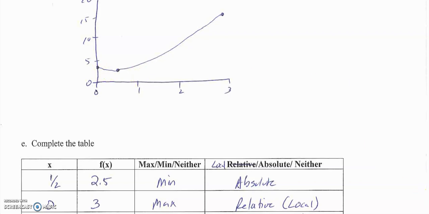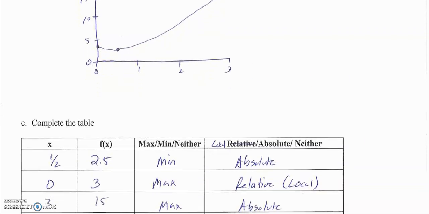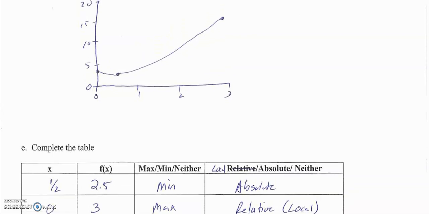Then we look at the last point, which is 3, 15, and 3, 15 is a maximum, and it is the highest point in the entire graph, so we have an absolute max. So again, 1/2, 2.5 is an absolute minimum. 0, 3 is a, let's say, local max, and 3, 15 would be an absolute max.